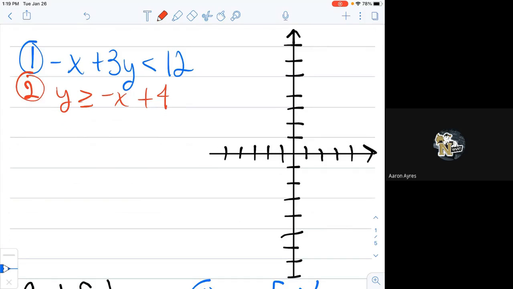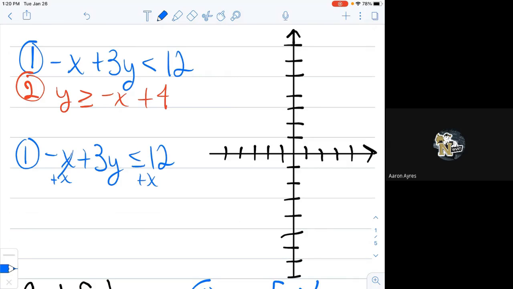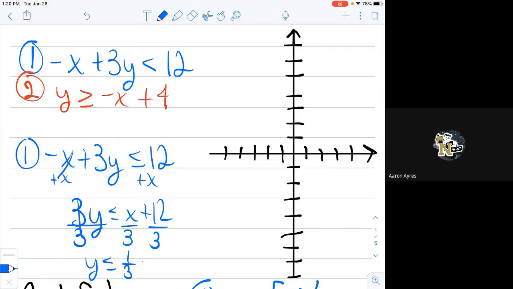So for inequality 1, I'm going to solve this for y. Everybody okay with that? Get it in graphing form. We're going to add x to each side, so I get 3y is less than or equal to x plus 12. Divide everything by 3, and I get y is less than or equal to 1/3 x plus 4. Okay, everybody good with that?